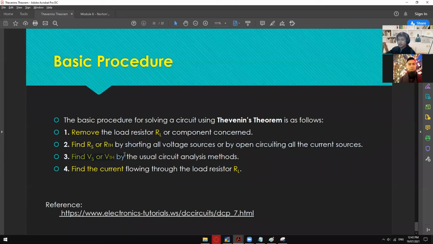Here are the basic procedures, but then again, you can interchange the order. So you can find the VS or VTH first before the RS or RTH. But mostly, we can go with RTH because this one is a lot easier than solving for the VTH or VS. And after that, you can now find the current that is flowing on the RL, or the voltage drop across the RL.